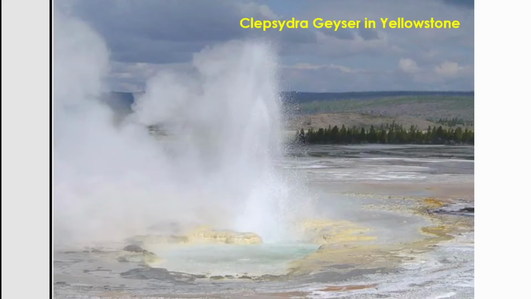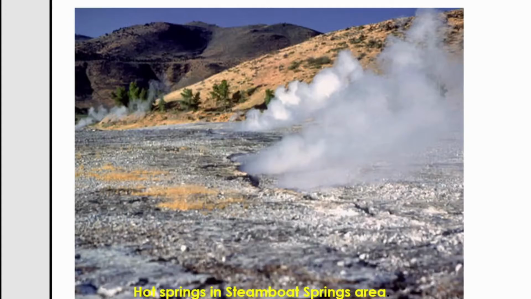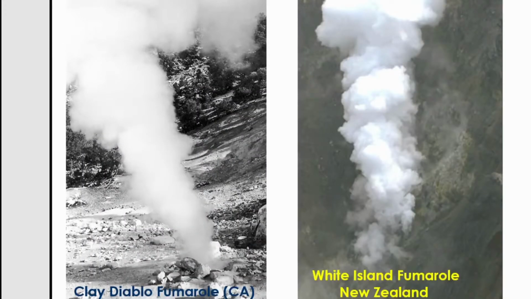These are some examples of geysers. This is a geyser in Yellowstone National Park. This is Steamboat Springs. Some examples here from California and from New Zealand.